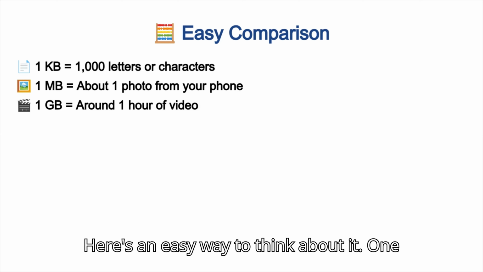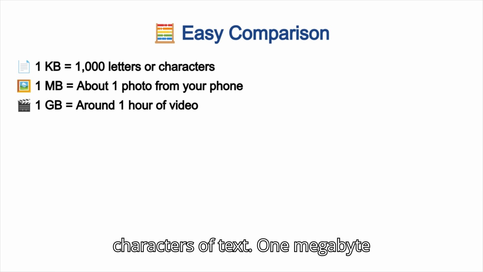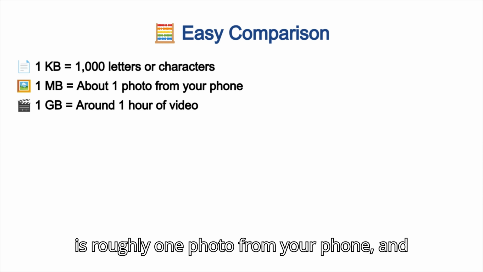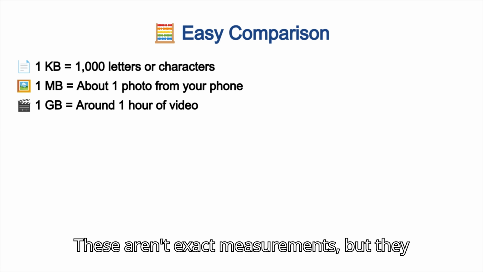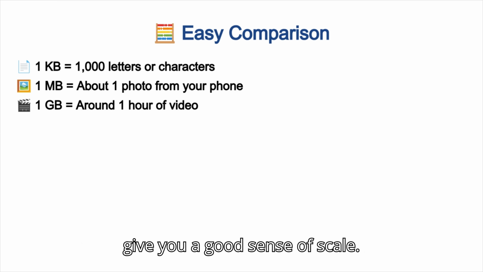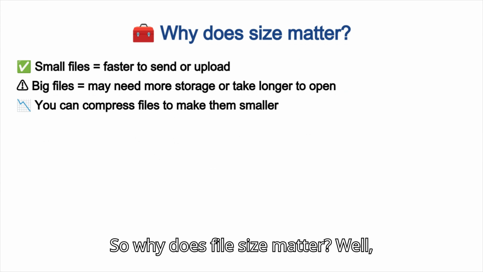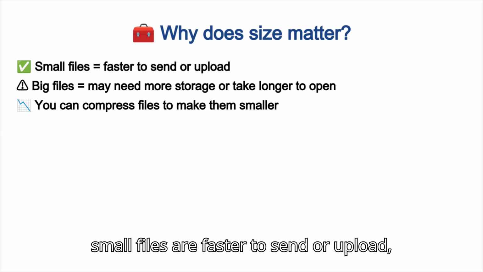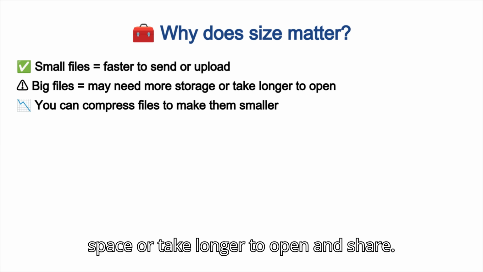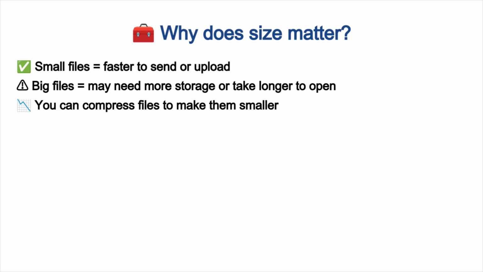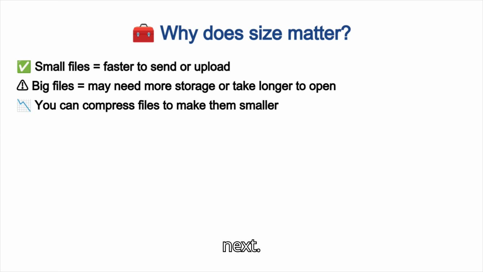Here's an easy way to think about it. 1 kilobyte is about 1,000 letters or characters of text. 1 megabyte is roughly one photo from your phone, and 1 gigabyte is around 1 hour of video. These aren't exact measurements, but they give you a good sense of scale. So why does file size matter? Well, small files are faster to send or upload, which saves you time. Big files, on the other hand, may need more storage space or take longer to open and share. The good news is you can compress files to make them smaller, which we'll look at next.